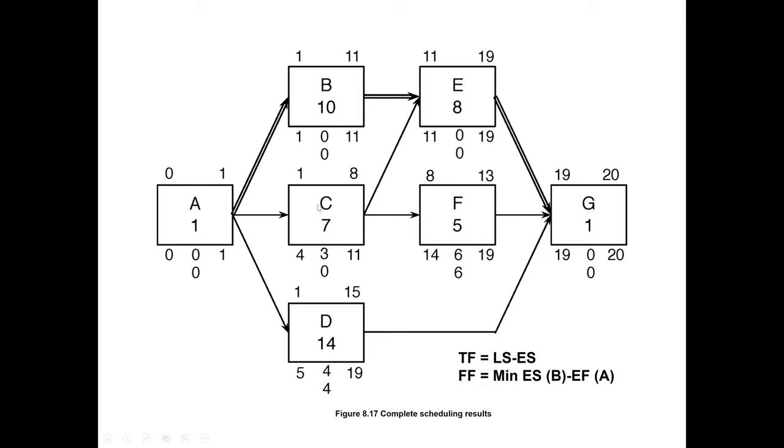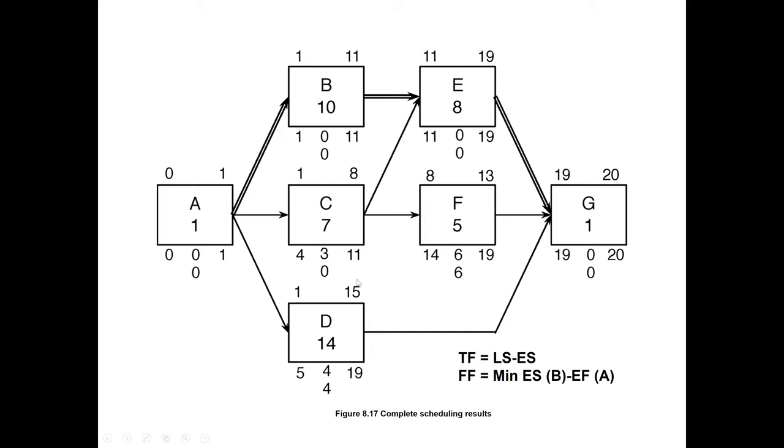But for C the free float is zero, which indicates that if we delay activity C by 1 day, we cannot start the next activity F on day 8, because C is going to finish on 8 and F is going to start on 8. Free float indicates there is no free time if we want to start the following activity F on time. But for D there are 4 days of free float. It means we can delay this activity 1 day, 2 days, 3 days, or 4 days, and it will not affect the starting time of the following successor activity, because for D the successor activity is G.